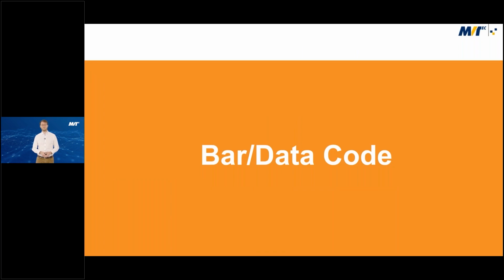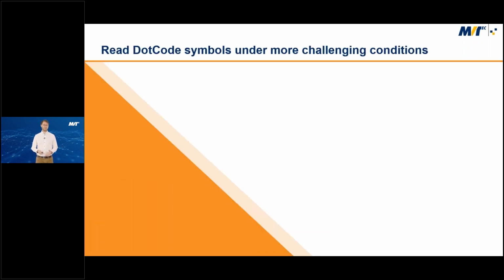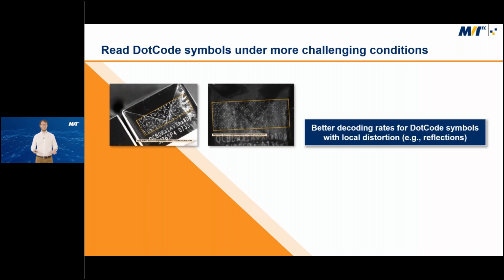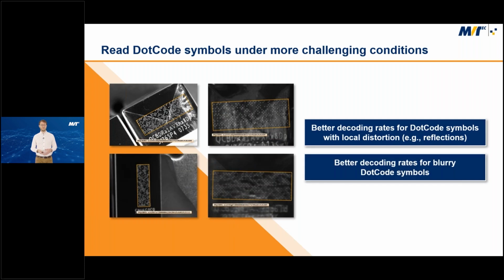Now let's look at the world of bar and data codes. We improved our code reader. It can now read codes under more challenging conditions. So these codes, for example, were very difficult to read because they had local distortion or reflections, something like when there's a foil over it, or were very blurry. And all these codes can now be found.